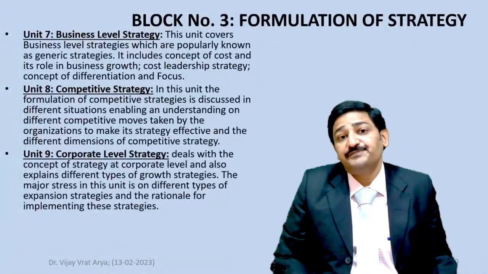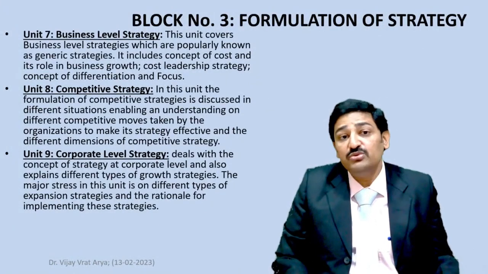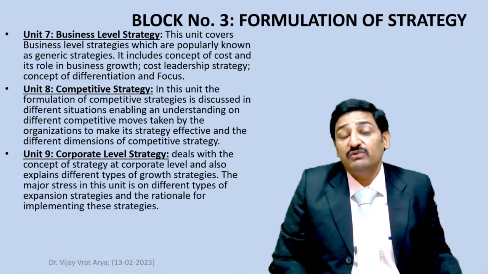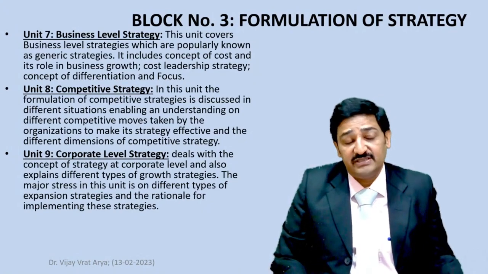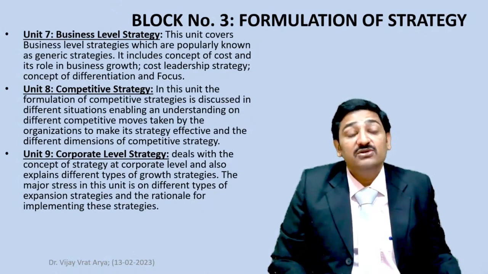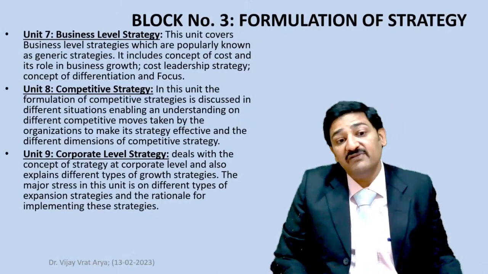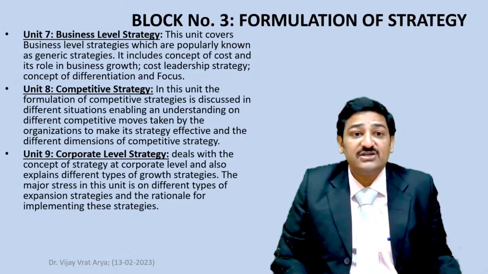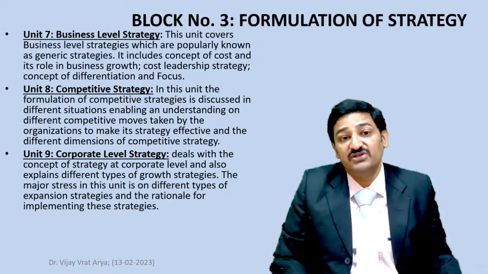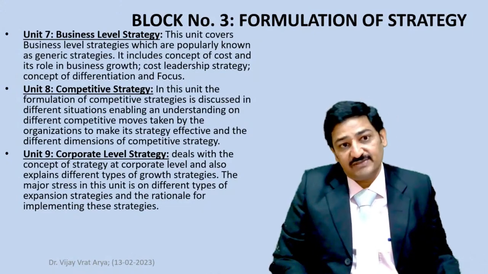Now we have reached Block 3 here, that is formulation of strategy, which comprises 3 units. Unit number 7, business level strategy, unit 8, competitive strategy, and unit 9, corporate level strategy. But in today's session, we will be discussing unit number 7, that is business level strategy, and units 8 and 9 will be discussed in subsequent sessions.